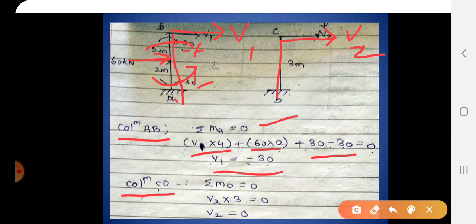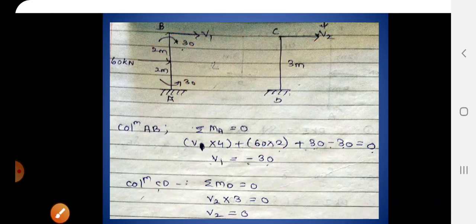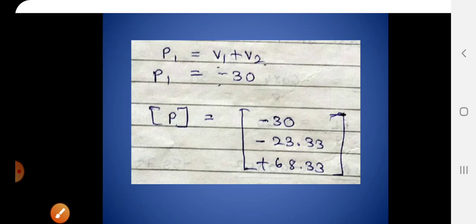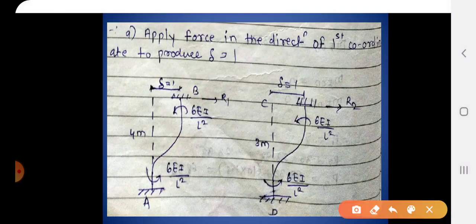And then go to column CD. Summation of moment at D equal to 0, but there is no load or moment, therefore V2 is equal to 0. Therefore, P1 will be the value of V1 plus V2, which is minus 30. So in this way, we have derived P1, P2 and P3. The P matrix we have generated. Now, the next step is generation of the stiffness matrix.